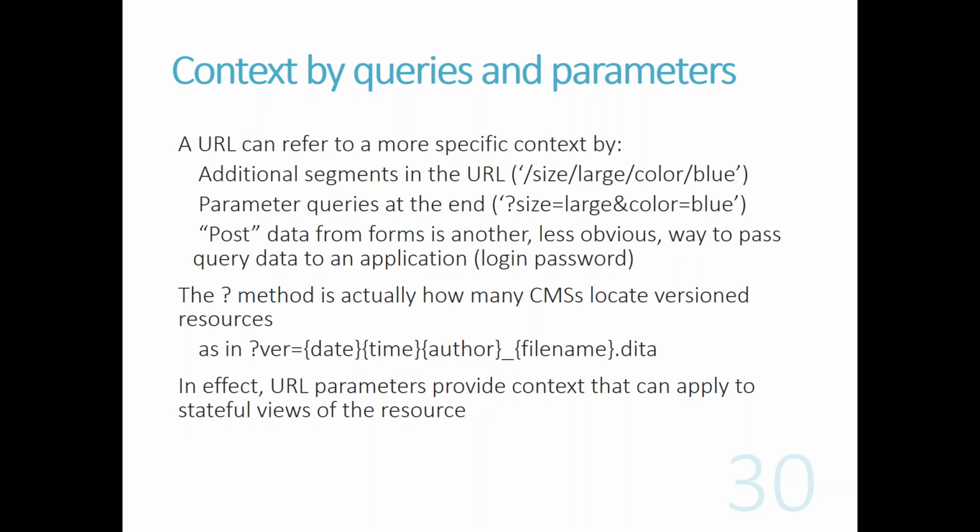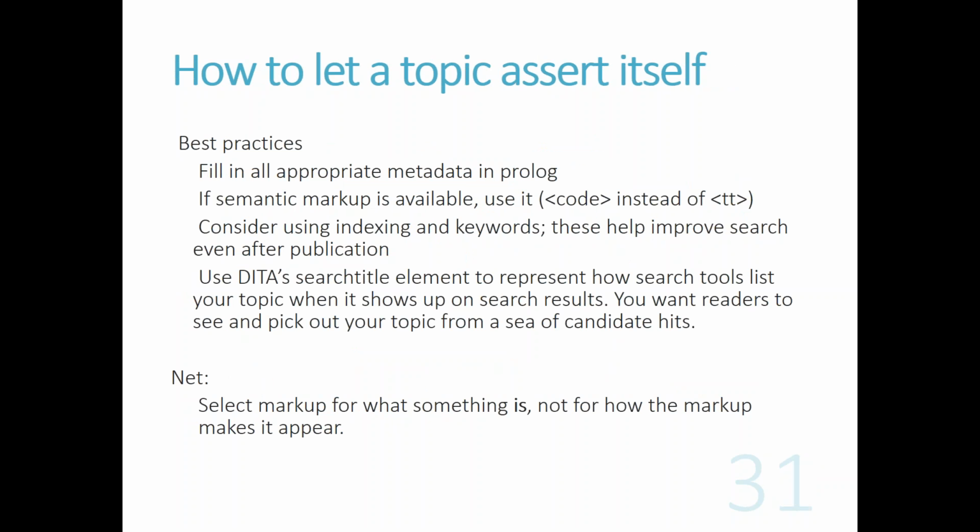And here, the information that you see within the curly brackets are simply parameters that could be fitted into a URL in order to come up with a topic that was created at a particular date and a time by a particular author and with a particular file name. Just a way of drilling down to the specific information within the CMS, and we may ask, why can't we make that possible for authors to use as well, for readers rather. So in effect, the URL parameters provide a context that applies stateful views to the resource. A topic can insert itself if you will follow these best practices.